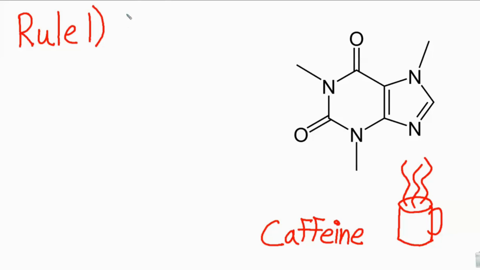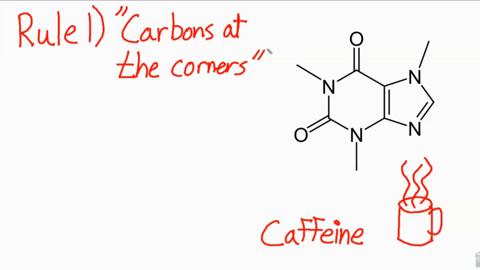Rule 1 is what I like to call carbons at the corners. What do I mean by that? Carbons are found at any corner or the end of any line. So, for example, corner, carbon. End of a line, carbon. We can follow that pattern all the way around in this molecule. Any place where there is a line that doesn't already have an atom depicted at the end of it, we know there's a carbon. So in this case, we have 2, 4, 6, 8 carbons.